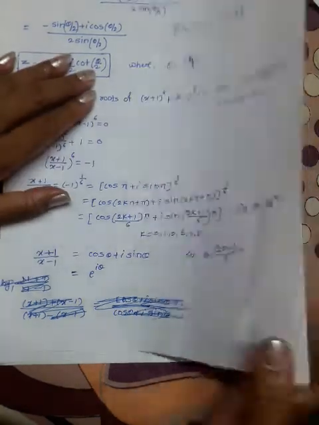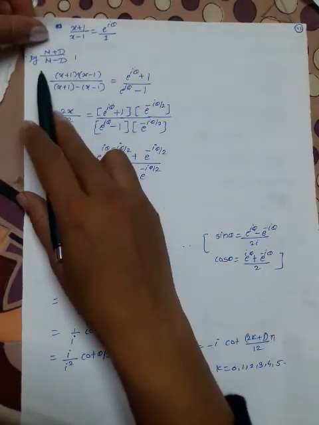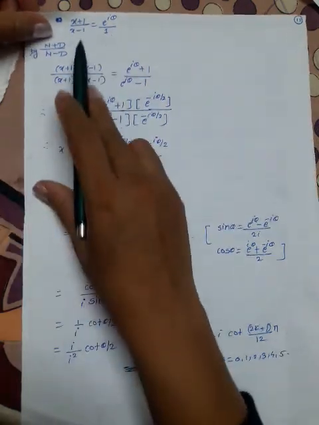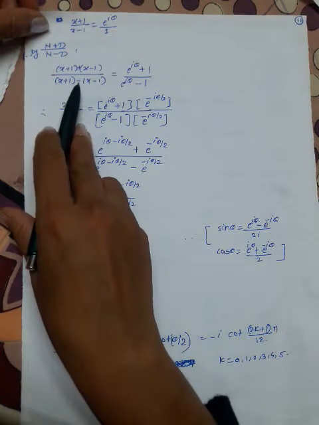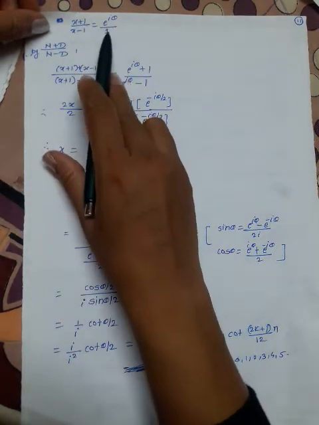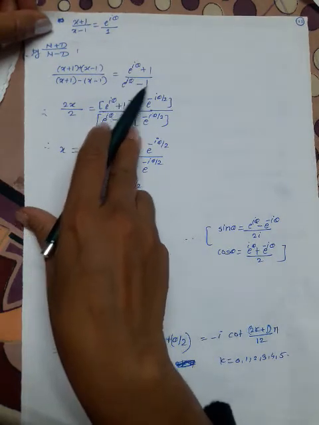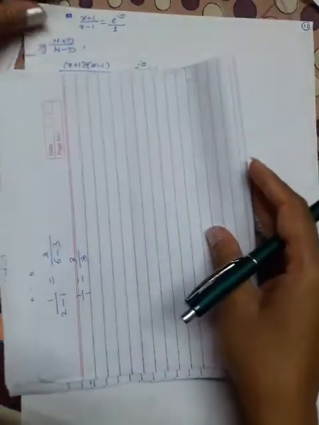Now one more procedure we are going to use here: numerator plus denominator upon numerator minus denominator on both sides. On the LHS we take numerator plus denominator divided by numerator minus denominator. On the RHS also the denominator is 1, and we take numerator plus denominator divided by numerator minus denominator.